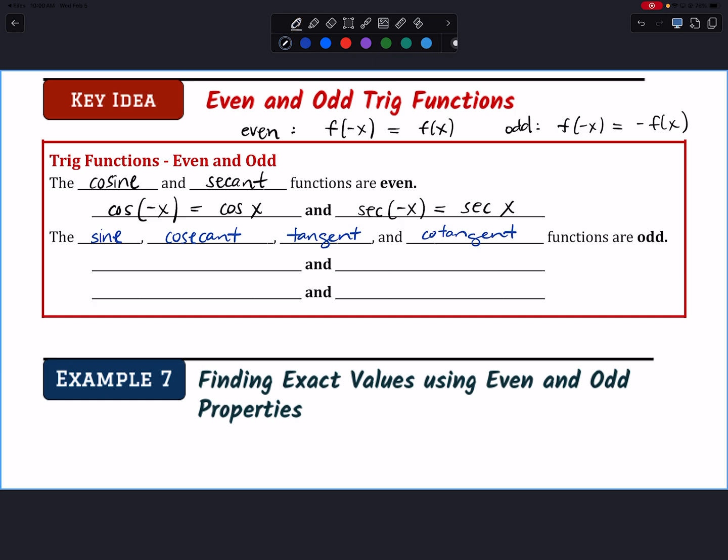So in other words, since they're odd, that means that the sine of negative x is negative sine of x. And the cosecant of negative x is equal to negative cosecant of x. The tangent of negative x is negative tangent of x. And the cotangent of negative x is equal to negative cotangent of x.